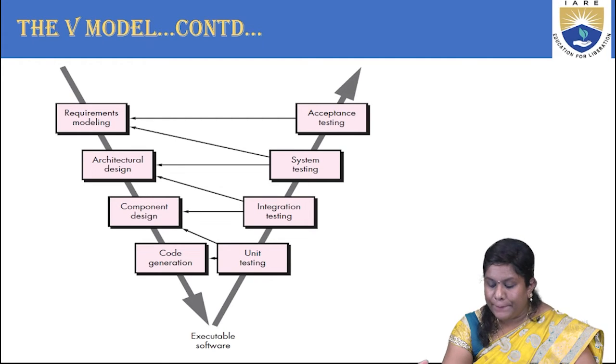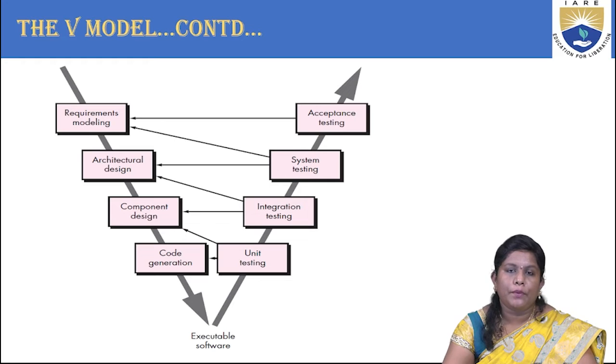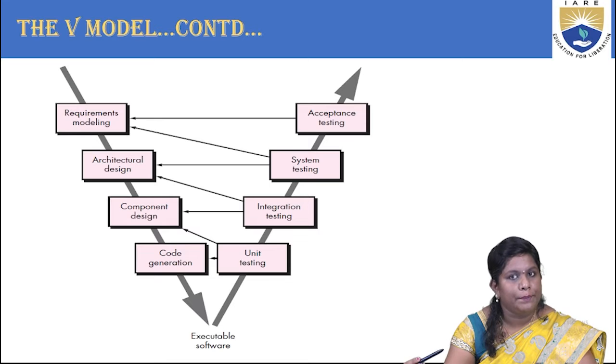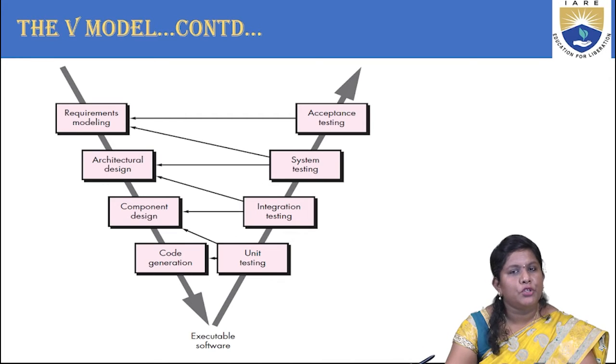So now looking at the arrows, you start off with requirements modeling, architectural design, component design, code generation. These are the basic problem requirements, right? And then when you move on the top, you have unit testing, right? That is linked up to the code generation and the component design. That is, you are trying to do the unit testing for the generated code and the component design that was being built. Then if you still move further, the integration testing is again associated with the component design and the architectural design, right?